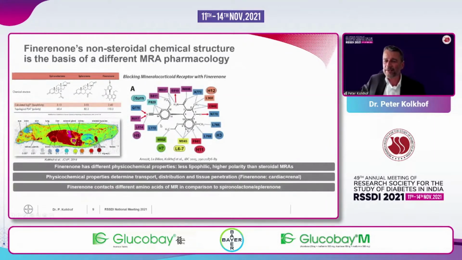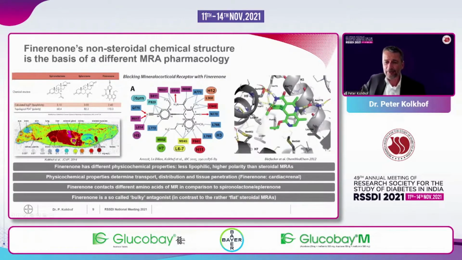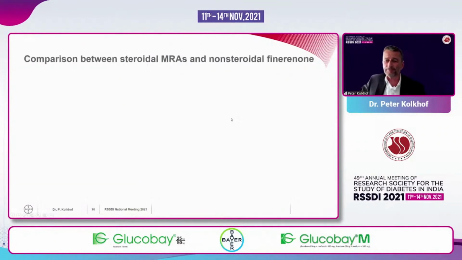Finerenone contacts totally different amino acids within the MR receptor, as has been found in the groups of Marie-Edith Rafestin-Oblin and Marc Lombès in Paris, in France. And this cartoon here on the right side shows that finerenone is a so-called bulky antagonist. This bulky antagonism, based on its basically dihydropyridine structure, induces a different conformational change within the receptor, which is then unable to recruit important cofactors as a transcription factor.